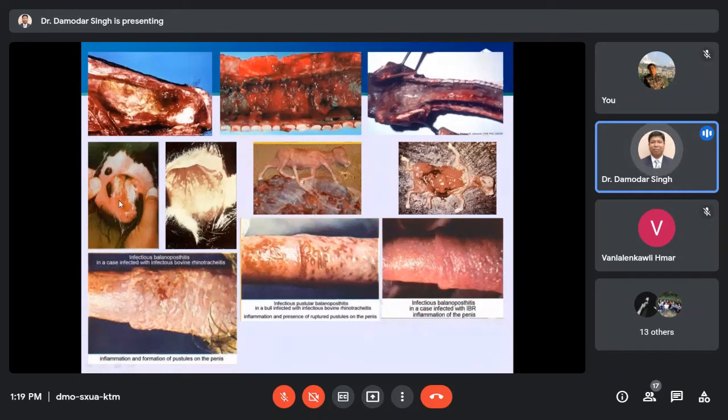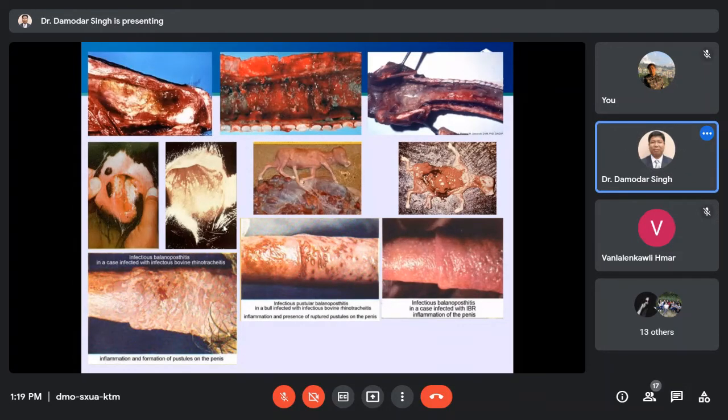So this pustular bulbovaginitis, as well as pustular balanoposthitis. In the case of the male, in the penis and the prepuce, you will find pustules and pustular lesions. In the case of the female, the vulva and vagina may show those kinds of pustular lesions, leading to pus-like exudation from the affected animals.